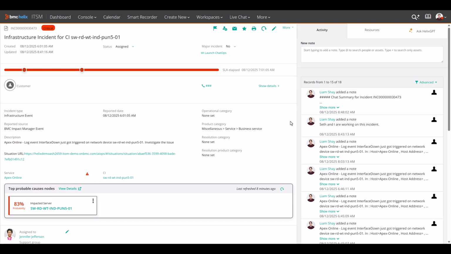Liam goes back to the original incident to make sure the work log was updated. He sees the first note he added as well as the recent chat summary.